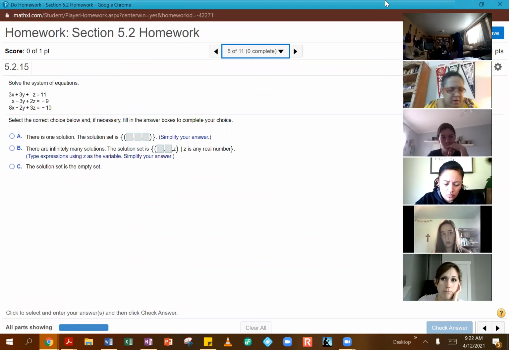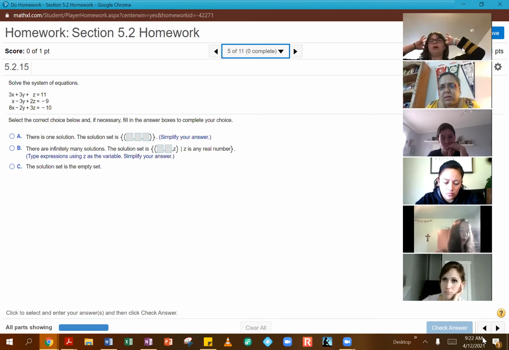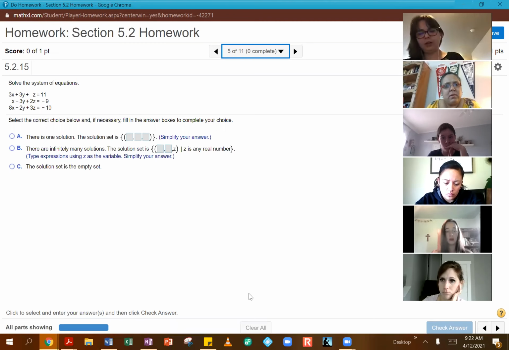Okay, so Maggie, what trouble were you having with this one? So with that one, I'm just kind of confused on how to eliminate one of the variables and solve it to get the solution set. I was just confused on how to get that.